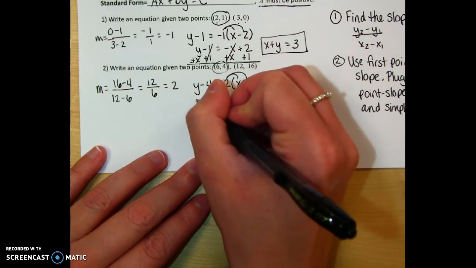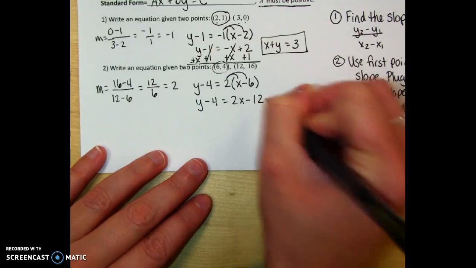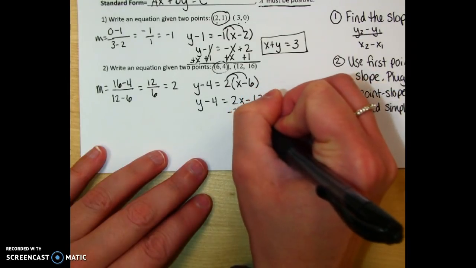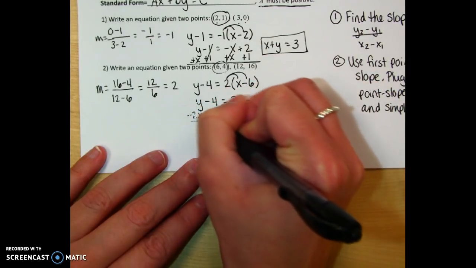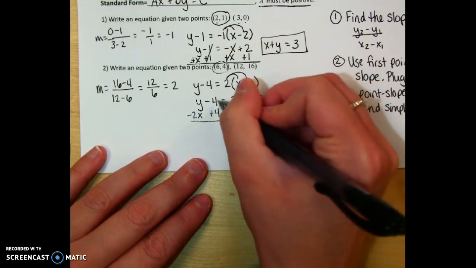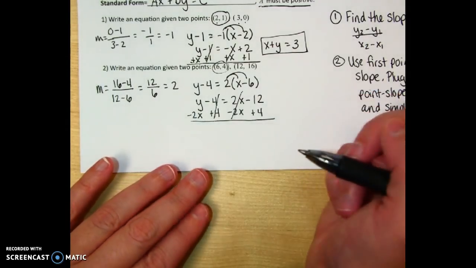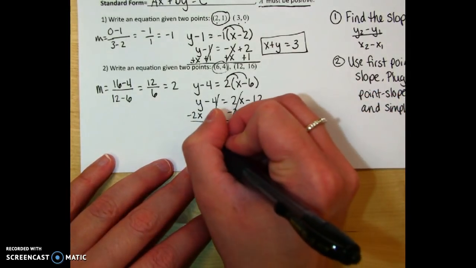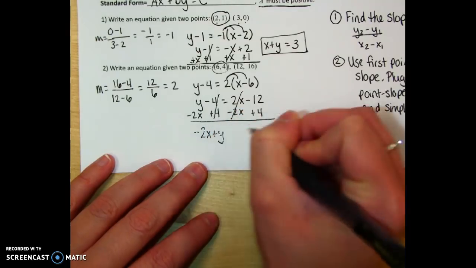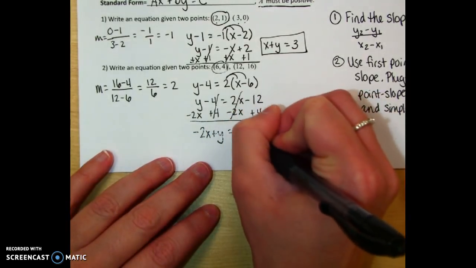Distribute the 2. Y minus 4 equals 2x minus 12. Subtract 2x. Add 4. And you can do those in 2 separate steps. It's just I'm kind of limited on space. And well, you are too, since you're taking the same notes. So that's why I'm doing it. And then negative 12 plus 4 is negative 8.